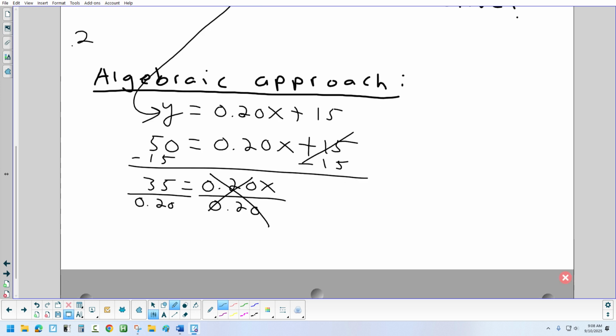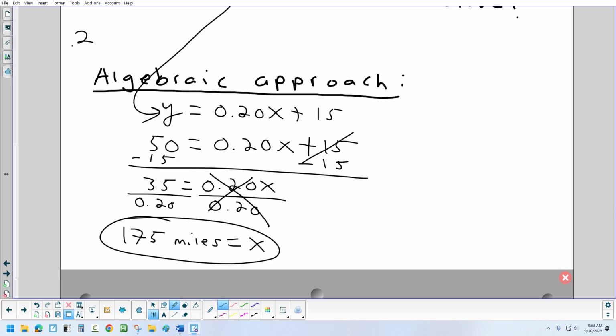And what is 35 times 5? 175. And that's 175, what's our units? Miles. Okay, so that's an algebraic approach to solve this problem. Any questions on that?